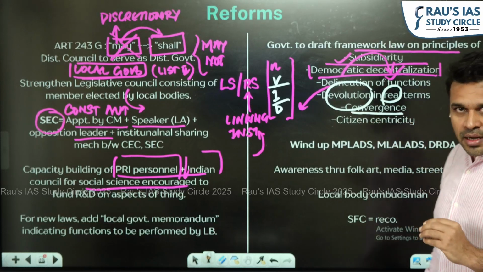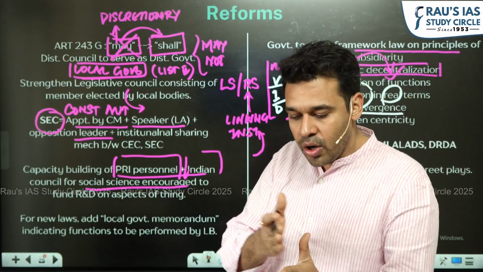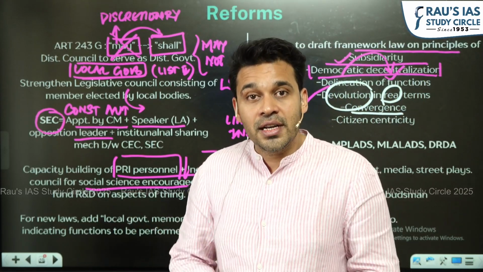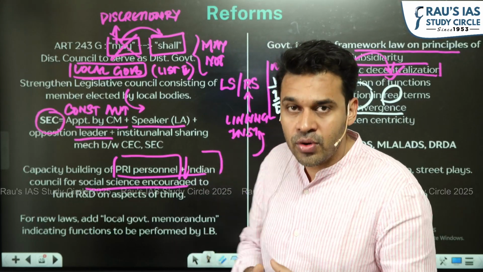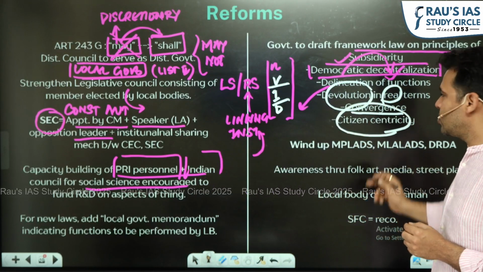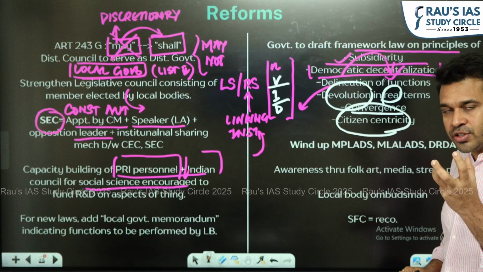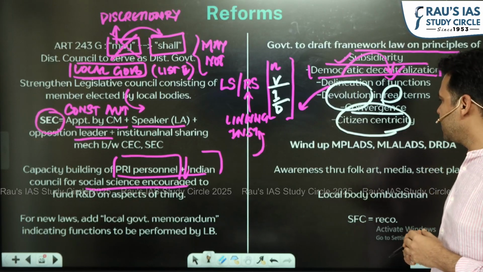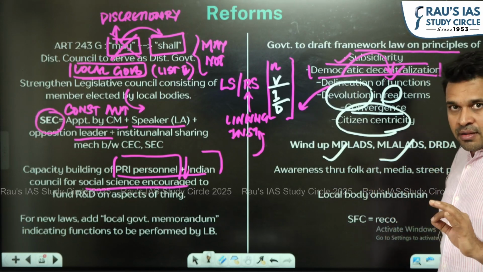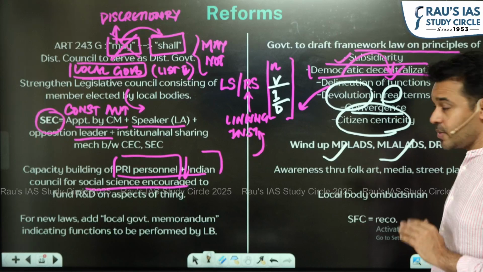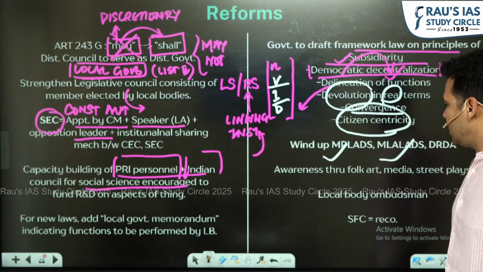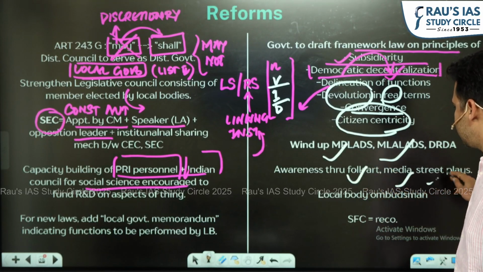Convergence. Now convergence is very simple. You should not operate in silos. There should be a regional as well as vertical convergence while delivering goods and services. So you can see that these are the principles of good governance. Citizen centricity should be at the core of delivery. At the same time, because of the problems of MP-MLA LADs, we should get rid of MP-MLA LADs because it directly conflicts with the duty. Awareness through folk art, media, street plays.